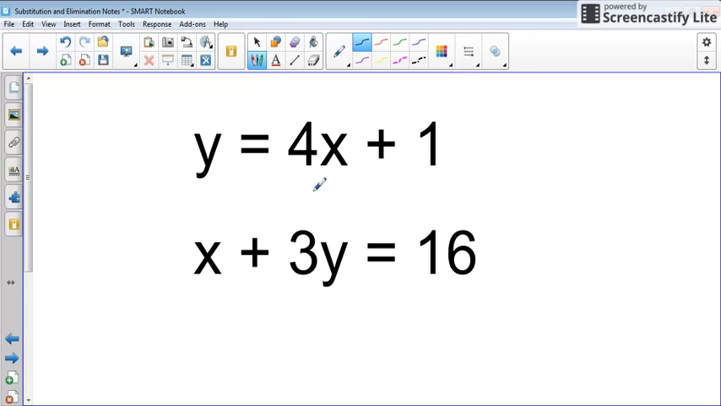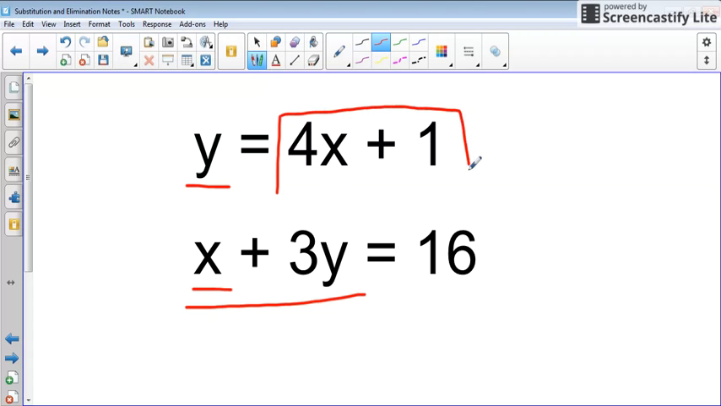The first step is always to box up what one variable is equal to. If you look here, this x is sort of by itself, but it's on the same side as 3y, so it's not really by itself. Whereas this y up here is completely by itself. So we're going to go ahead and box up 4x plus 1.